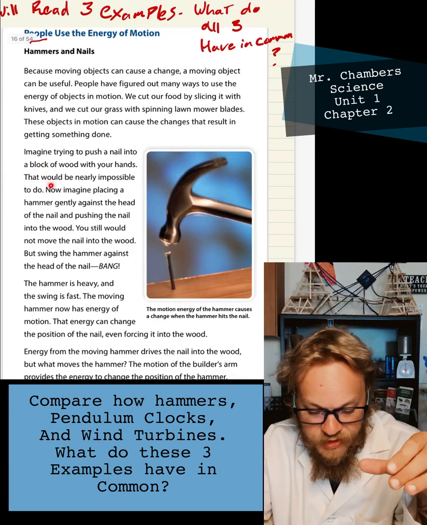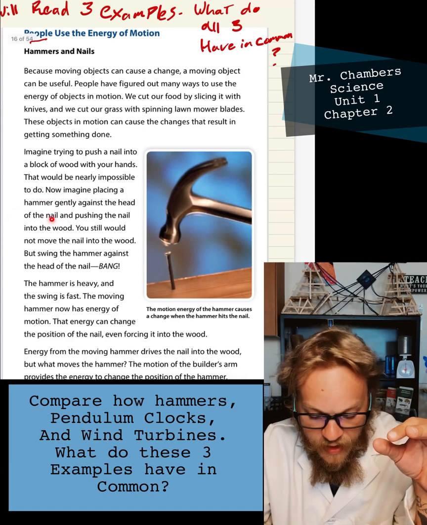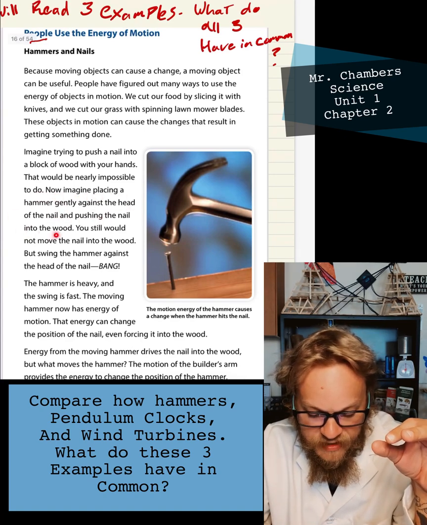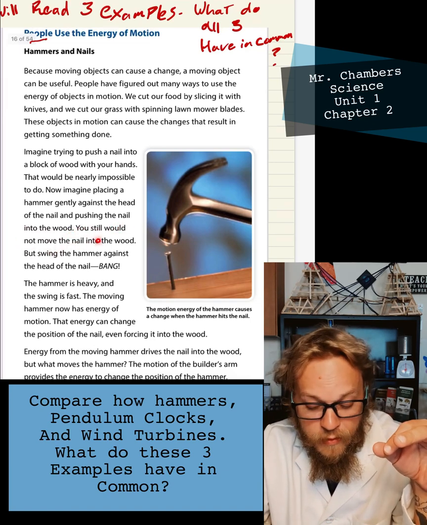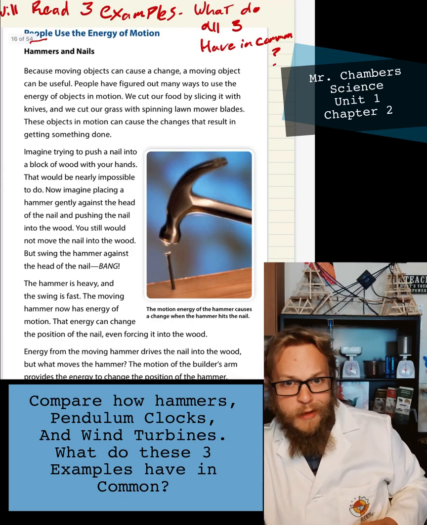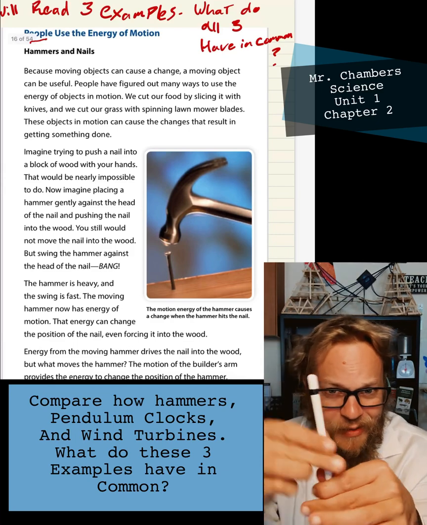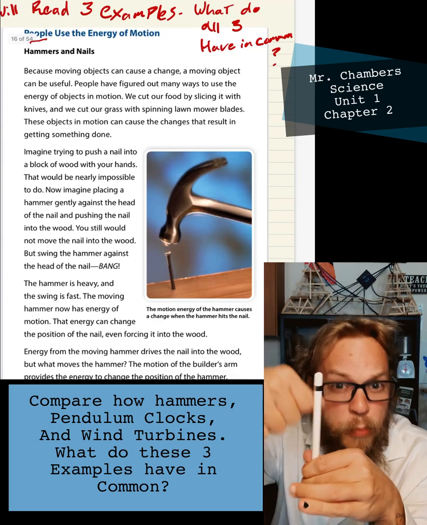Imagine trying to push a nail into a block of wood with your hands. That would be nearly impossible to do. Now imagine placing a hammer gently against the head of a nail and pushing the nail into the wood. You still would not move the nail into the wood because it's just there. Just pushing, you can't push it in.